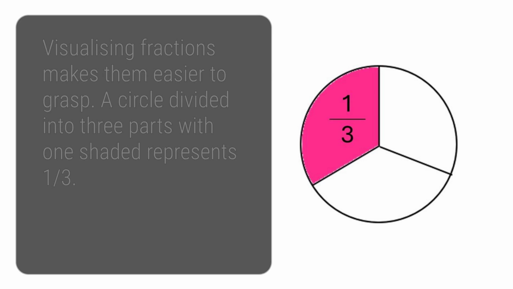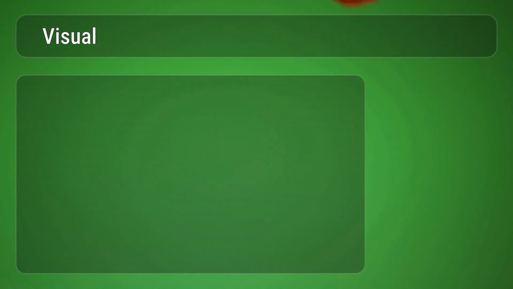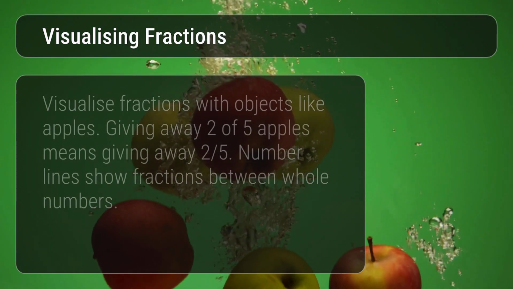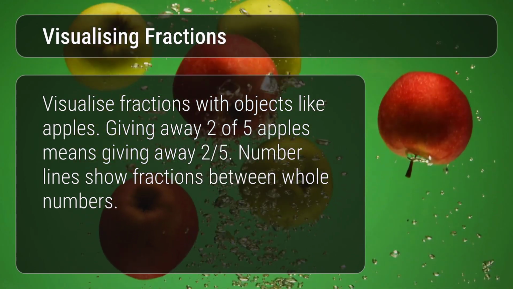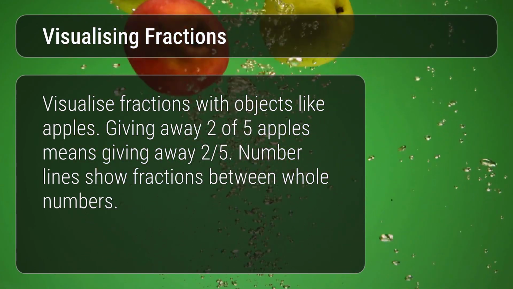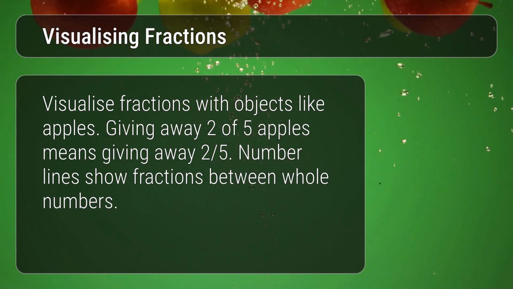Fractions are easier to understand when you can see them. Imagine a circle divided into 3 equal parts. If you shade one of those parts, you've shaded 1/3 of the circle. You can also use objects to visualize fractions. If you have a group of 5 apples and you give away 2, you've given away 2/5 of the apples. Number lines are also great for seeing how fractions fit between whole numbers.